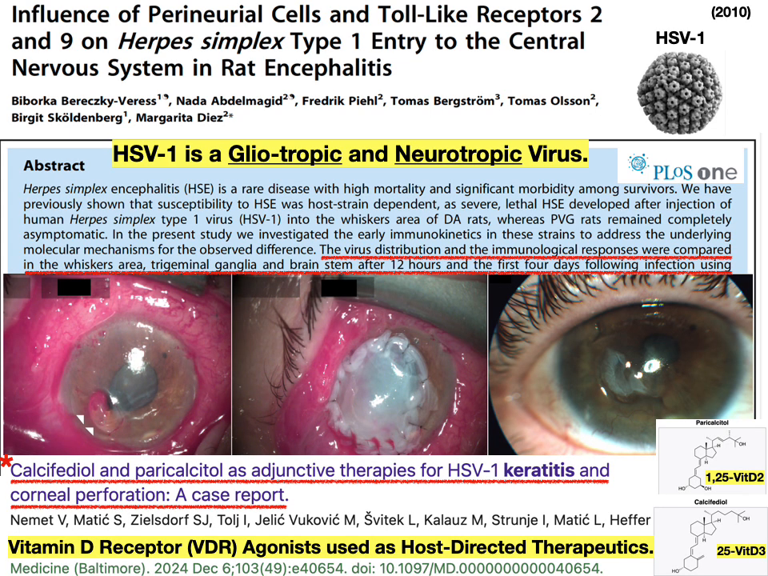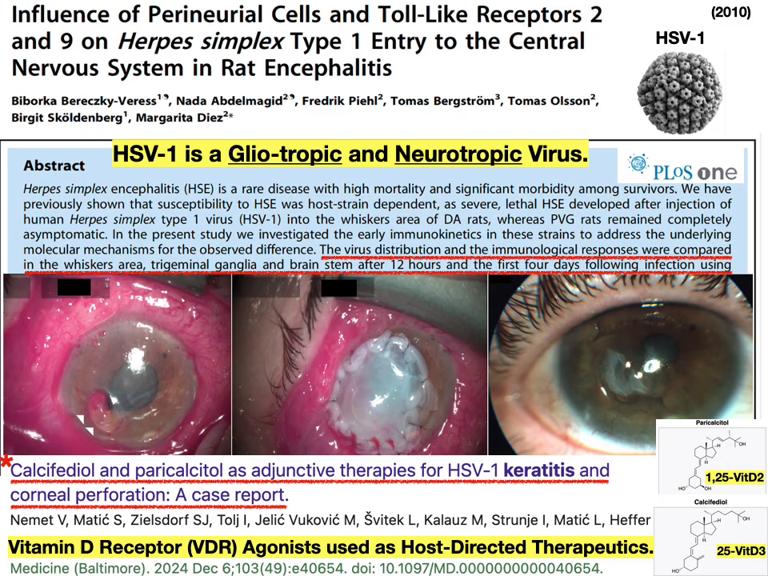The clinicians then initiated calcifediol and paricalcitol treatment for several months, discontinuing the paricalcitol but continuing with calcifediol. The cornea thickened. There was no reoccurrence of HSV1 infection in the cornea, which was remarkable. About a year later, she was given a corneal transplant because she had developed a cataract from the original lesion. After the corneal transplant, the patient now has about 80% normal vision in this eye.